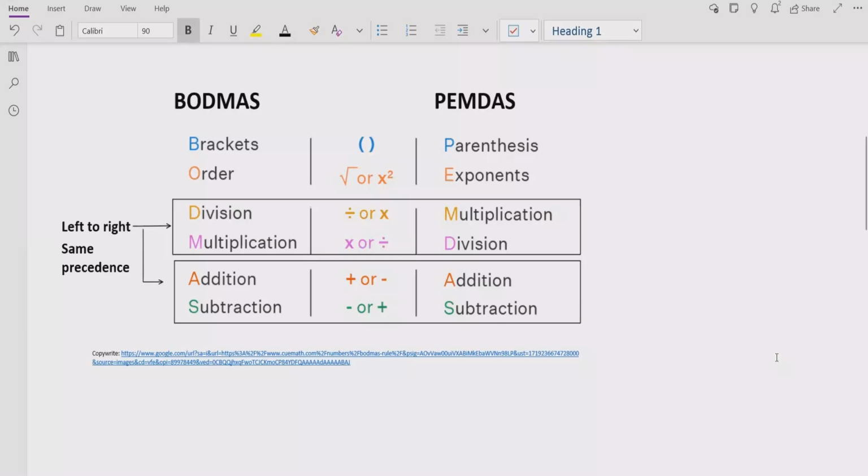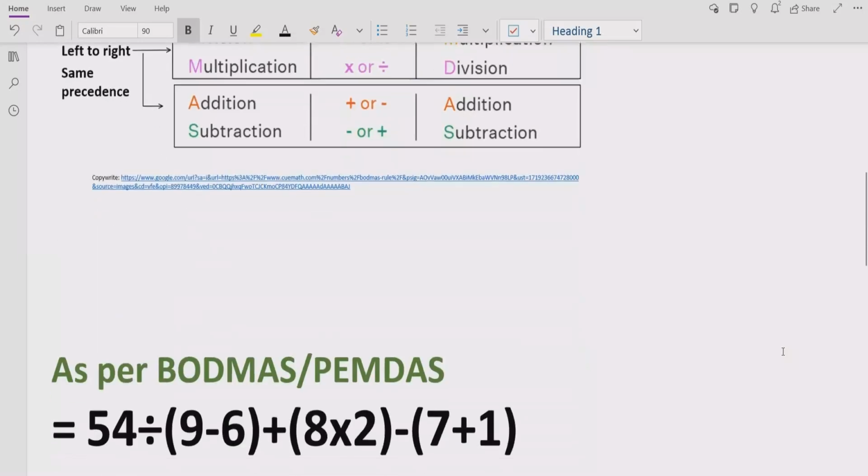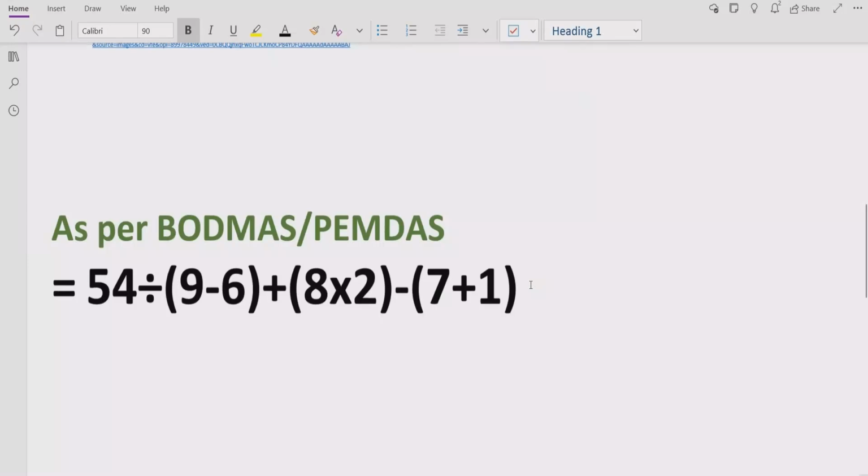After that, you have to see division and multiplication, and you have to go left to right in your expression and find out division and multiplication. If the division part is coming first, you have to solve the division first. And similarly, if multiplication is coming first, you have to solve the multiplication first. Similarly, for addition and subtraction, we have the same rule. Both have similar precedence. So you go left to right and find out whether the addition or subtraction is coming first. Now move forward to solve the given expression.